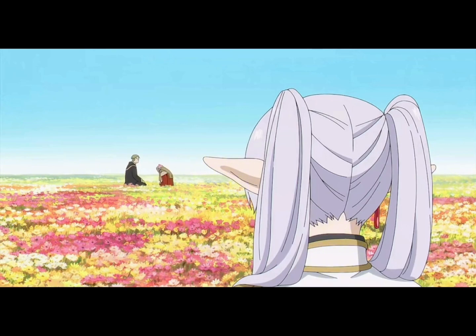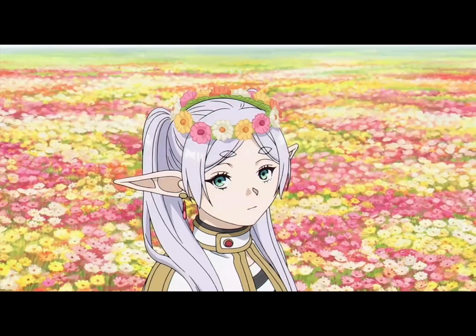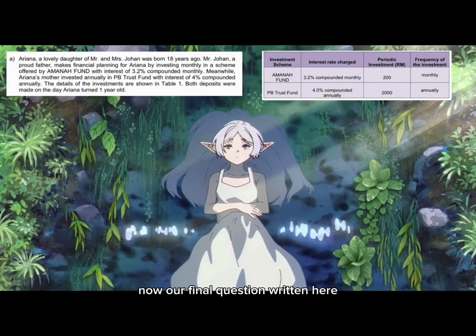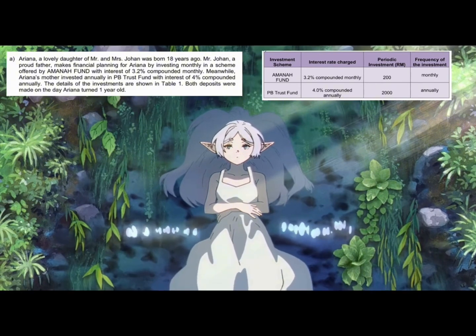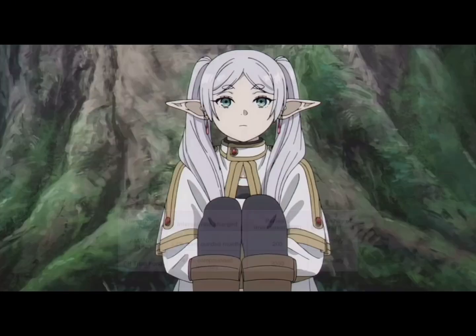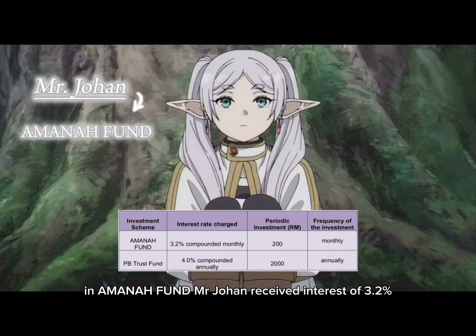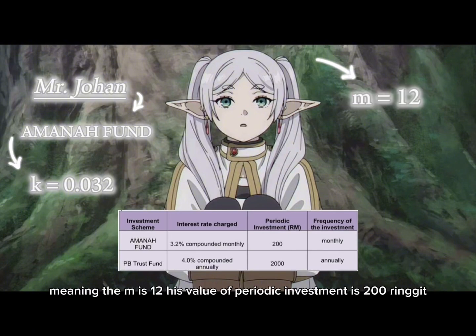Now, our final question. Written here, they provide us two different pieces of information about investments made by Mr. and Mrs. Johan for their daughter Ariana. In ALLYNA fund, Mr. Johan received interest of 3.2%, or we'll name it K and convert it into 0.032, where it'll be compounded monthly, meaning the M is 12.